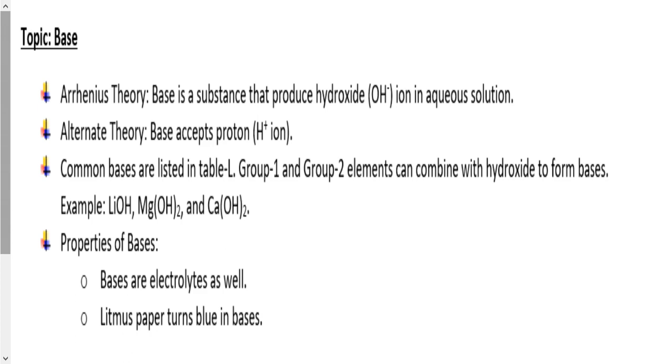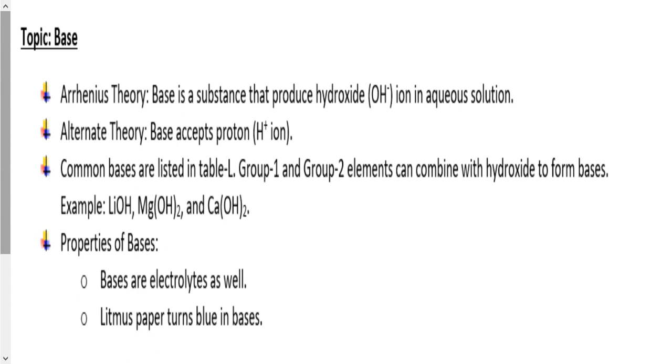You also need to review bases, right? Arrhenius theory states that base is a substance that produces hydroxide ion in an aqueous solution. According to alternate theory, which is also known as Bronsted-Lowry theory, base accepts proton, right? So acid donates proton, base will accept the same exact proton. Common bases are listed in reference table L. So please review the name of some of the common bases.